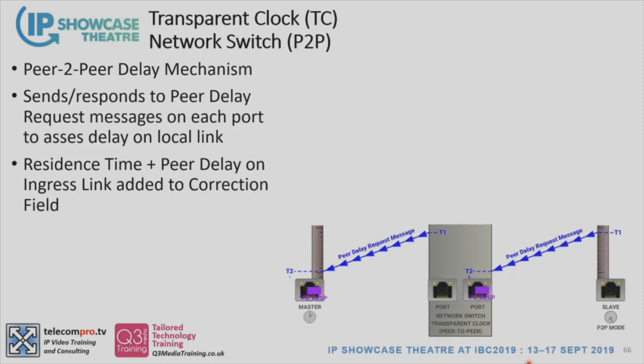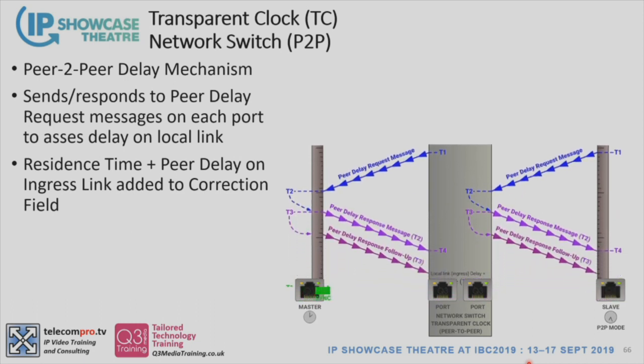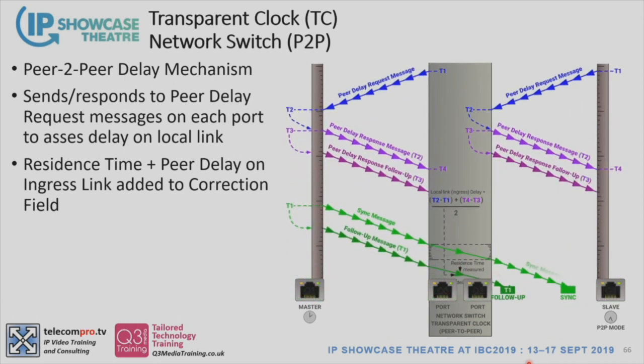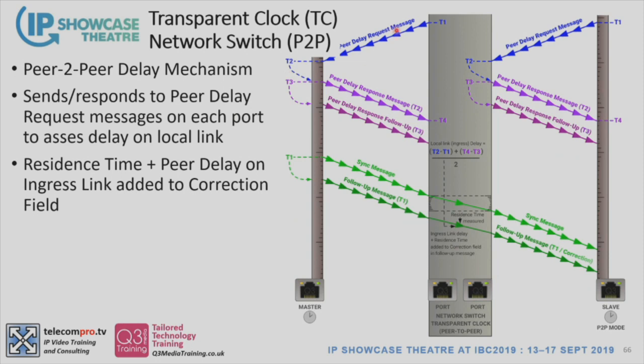Peer-to-peer mode, as I said, implements a different messaging exchange to work out the time on the local wire. These blue and purple messages use the same sort of maths as that first diagram we looked at to work out the local delay on that wire, and then the network switch does that previous trick of adding the residence time and the time it knows about its upstream wire delay. So again, it's trying to help the slave have all the information immediately, so it doesn't need to mess around with that end-to-end model at the end.